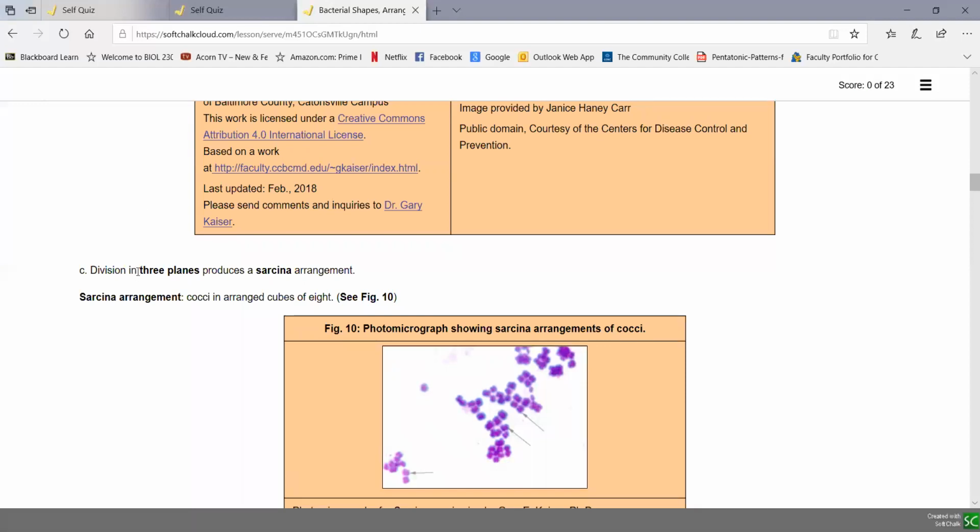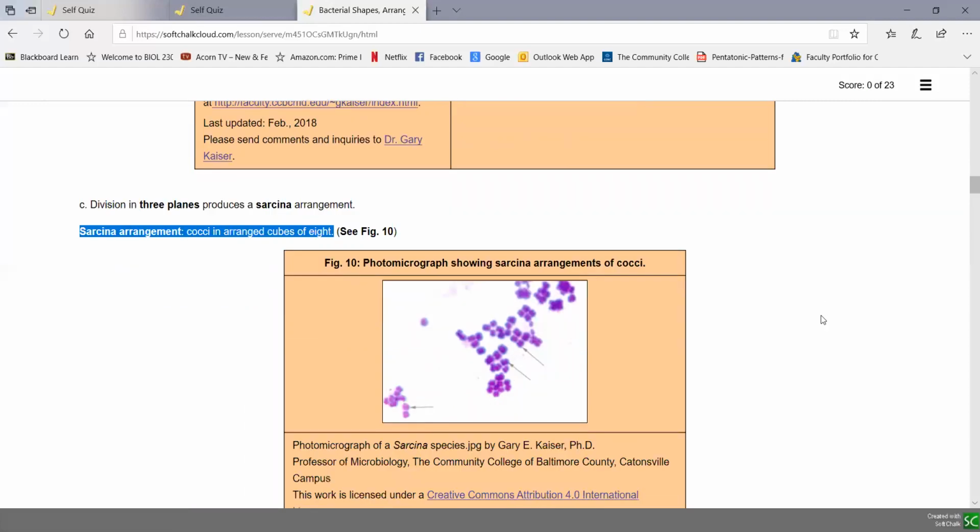If the coccus divides in 3 planes, that gives us a Sarcina arrangement. So a Sarcina arrangement would be cocci arranged in cubes of 8, 4 stacked on top of 4. Figure 10 shows you a photomicrograph of a Sarcina. Now it's very hard using the microscopes we have to tell a Sarcina arrangement from a tetrad arrangement, because you're looking down on top of a square of 4 or a cube of 8, which looks pretty much the same.